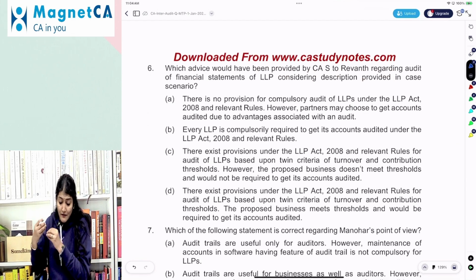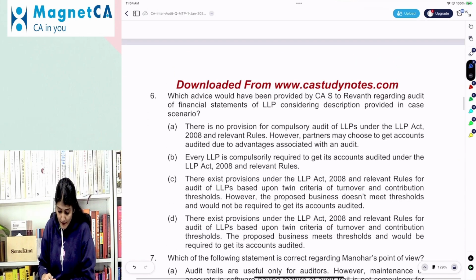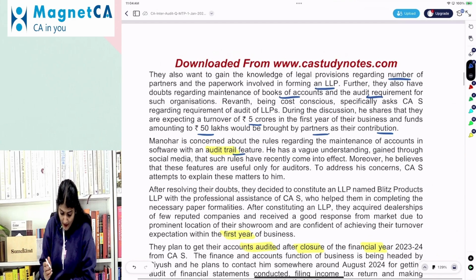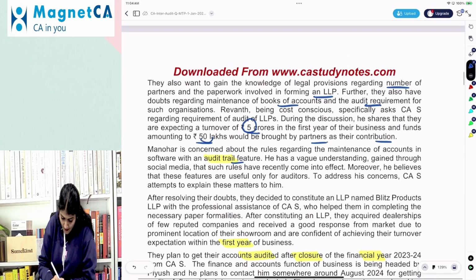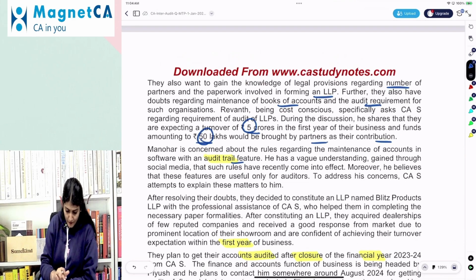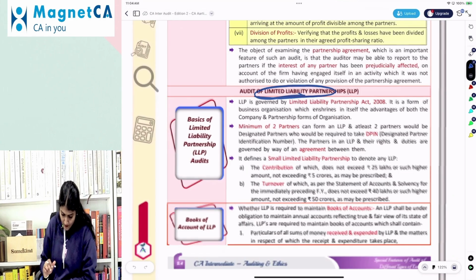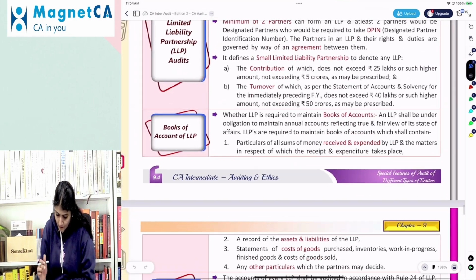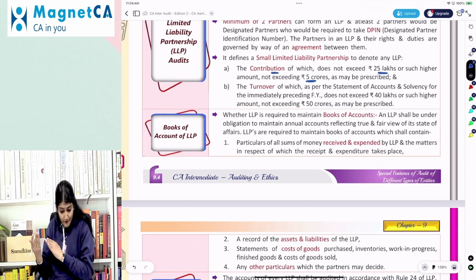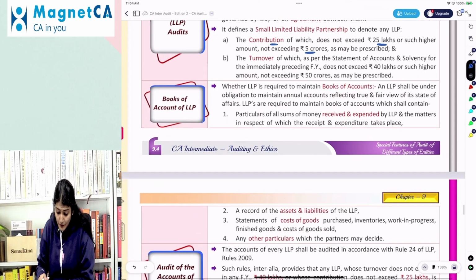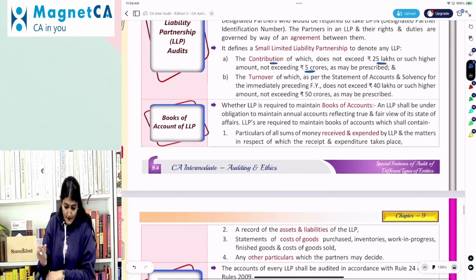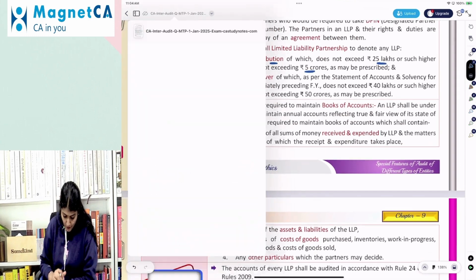Which advice should have been considered by CAS to Revant regarding the audit of financial statements of LLP, considering the description provided in the case scenario? Right, so turnover 5 crore and capital contribution is going to be 50 lakhs. So let us look over here. What does it say? Turnover more than 5 crore and capital contribution more than 25 lakhs, then it is required to get its accounts audited. So both these limits have been exceeded over there.